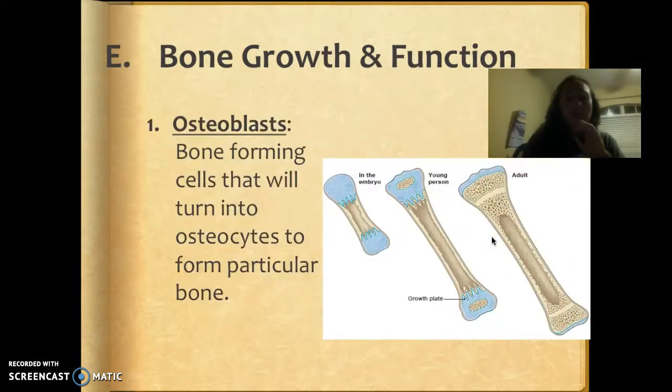Okay, so bones grow, for instance, as an embryo to a young adult, all the way to fully grown. Girls finish growing around 15 or 16, and males finish growing anywhere between 22 and 24, depending on genetics. As they're growing, there are these growth plates, and they start off as cartilage, and the bone essentially starts growing longer and longer. The cells that actually produce more bone are called osteoblasts. Blast means to create. So these are bone-forming cells, and eventually they'll turn into osteocytes, and they'll be pocketed inside of the lacunae.